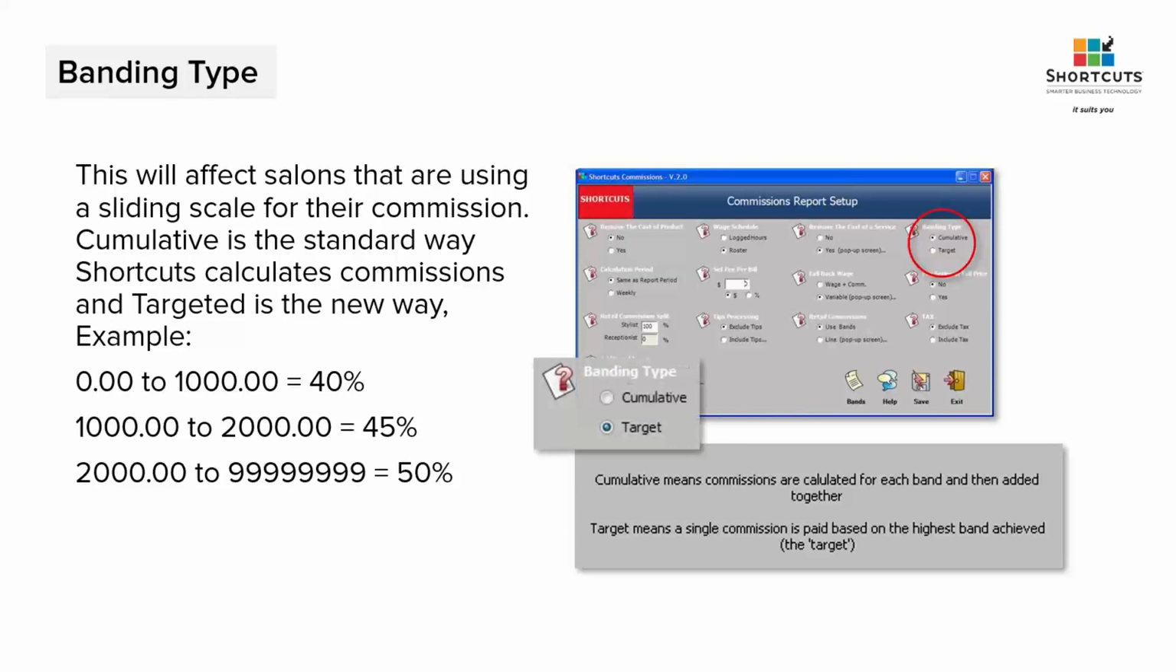Then in the fourth column, we have banding type. This is where you set whether your target for your staff is cumulative or banding when they get their commission. So is it that 55% because they hit their target of over 1,200, for example? Or is it the cumulative, the 55 plus the 50 plus the 45? That is where you tell it, and it's a simple checkbox.